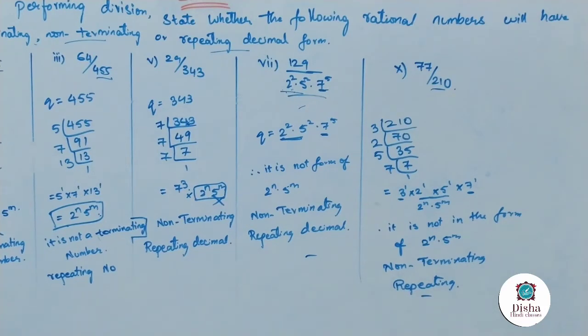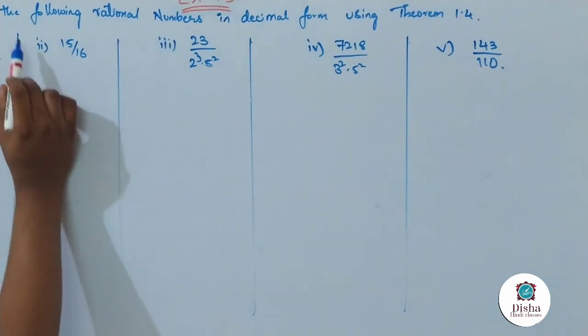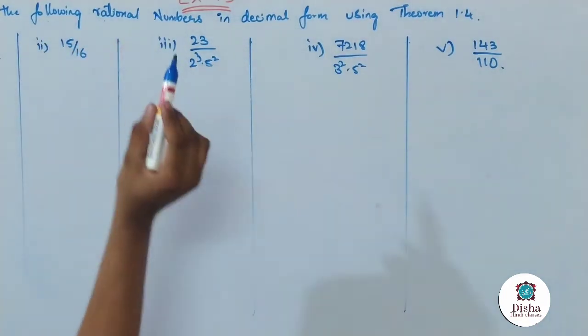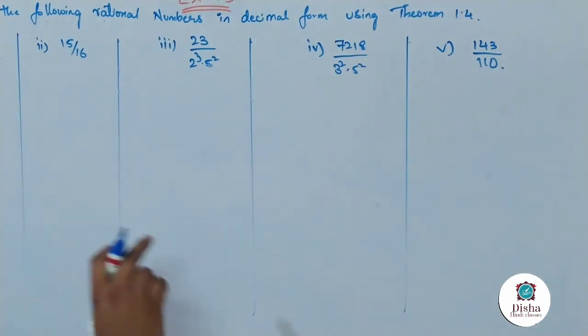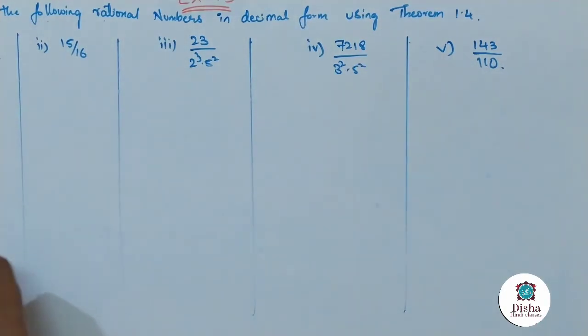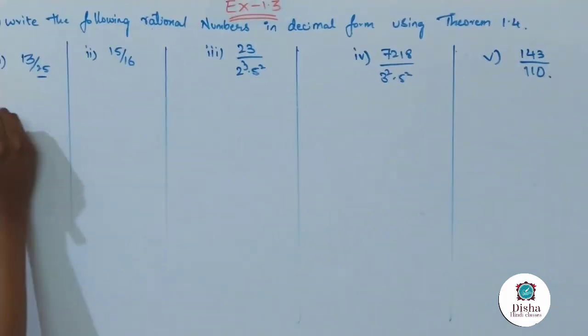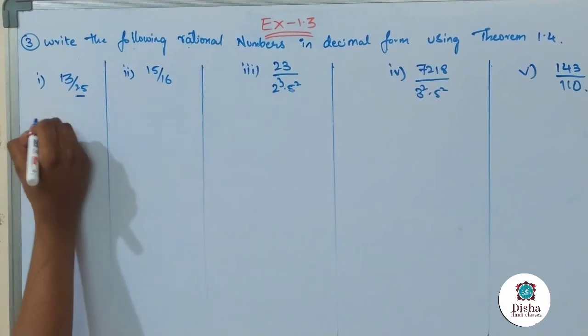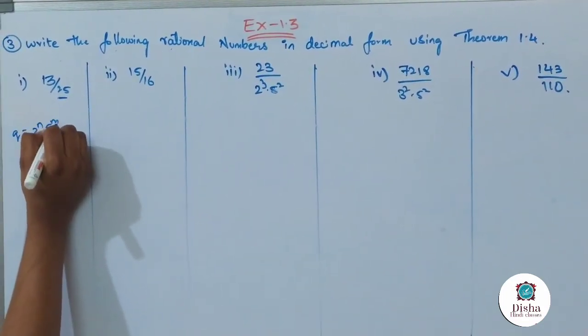So here we have proved the various forms, that are terminating and non-terminating repeating, without actually dividing them. Okay. So now in the third bit we have been asked to write the following rational numbers in decimal form using theorem 1.4. So what we have to do is convert this q form so that q is in the form of 2 power n into 5 power m. Right?